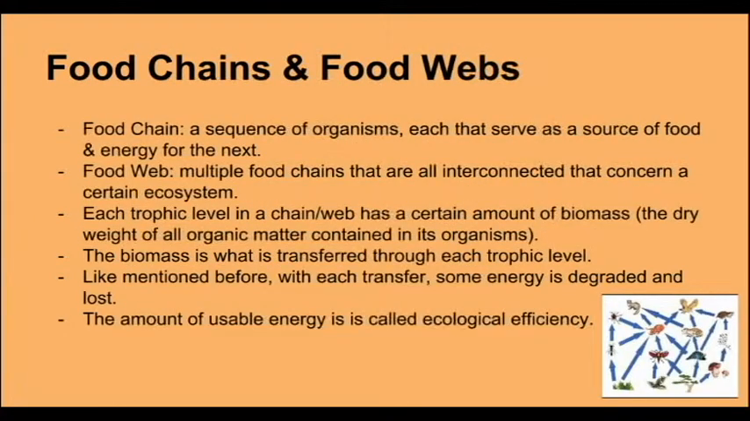Okay, so there's a food chain, which is a sequence of organisms, each of which serves as a source of food and energy for the next. And a food web is basically a bunch of food chains that are all interconnected and concern a certain ecosystem. Each trophic level in a chain or web has a certain amount of biomass, which is the dry weight of all organic matter contained in its organisms. The biomass is what is transferred through each trophic level. And like mentioned before, with each transfer, some energy is degraded or lost. So the amount of usable energy is called ecological efficiency.